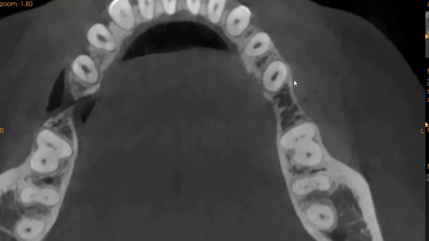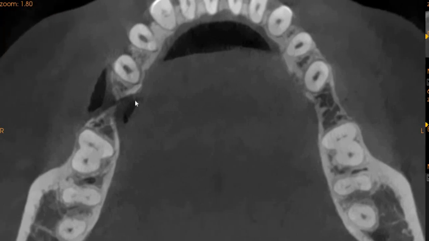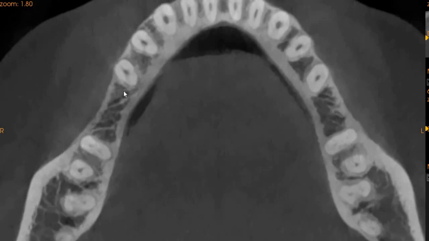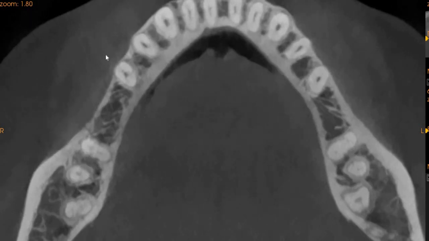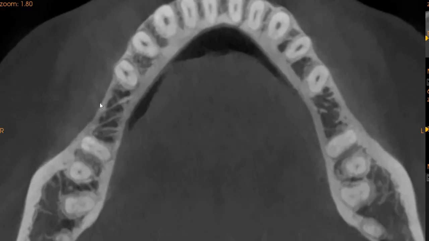If you want us to place a virtual implant, this is the lower right first molar region. We just slightly go there. So we've got good healthy bone. We don't have any significant buccal cortical defects. The bone quality seems very appropriate for implant placement.